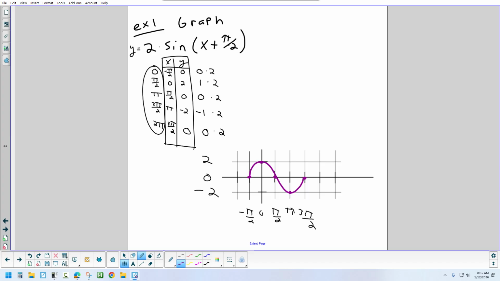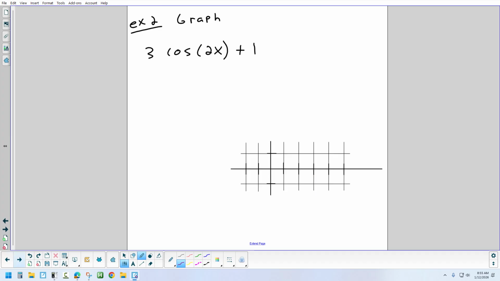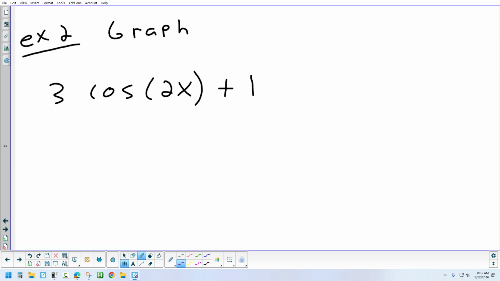All right, let's try another one. So let's try 3 cosine 2x plus 1. Okay, how many transformations here? Yep, 3. Yep, there's 3. Now the order is really important. If you have 3 transformations, that means you definitely have 2 on the same axis.